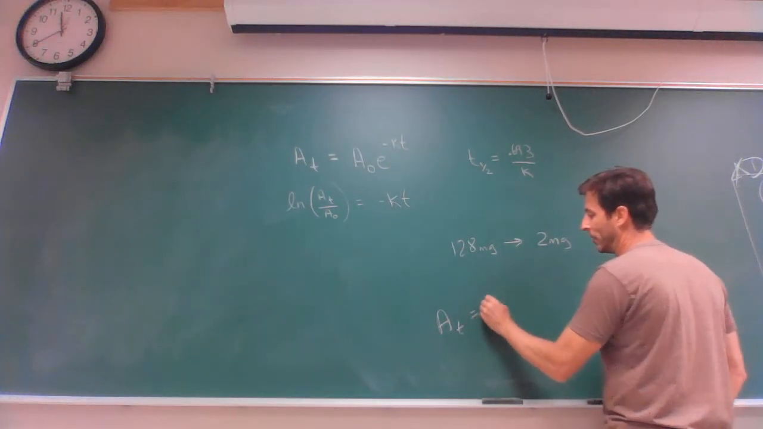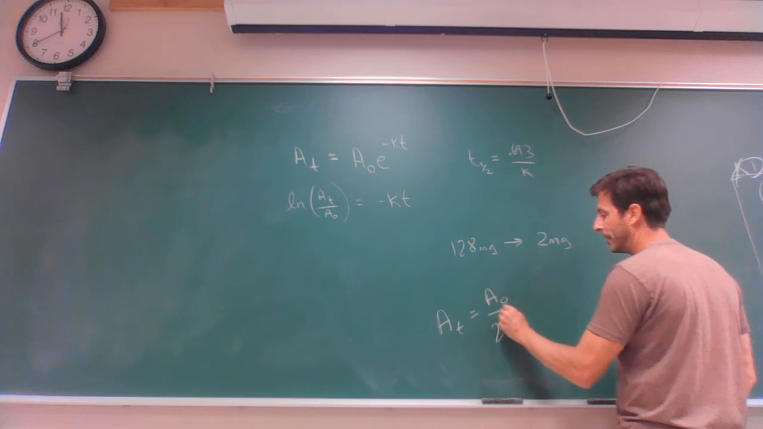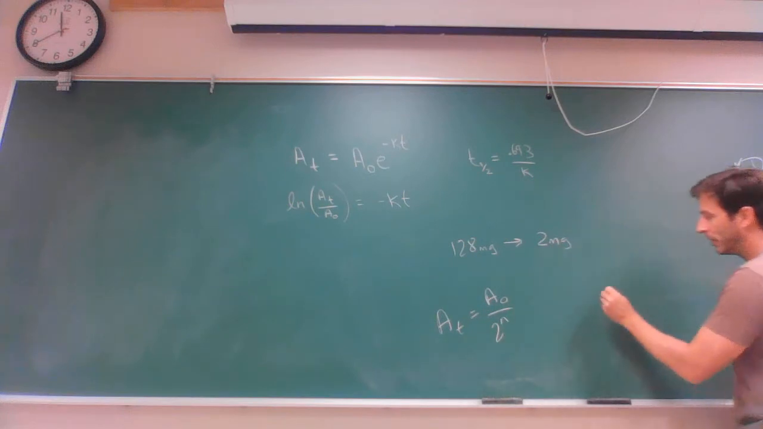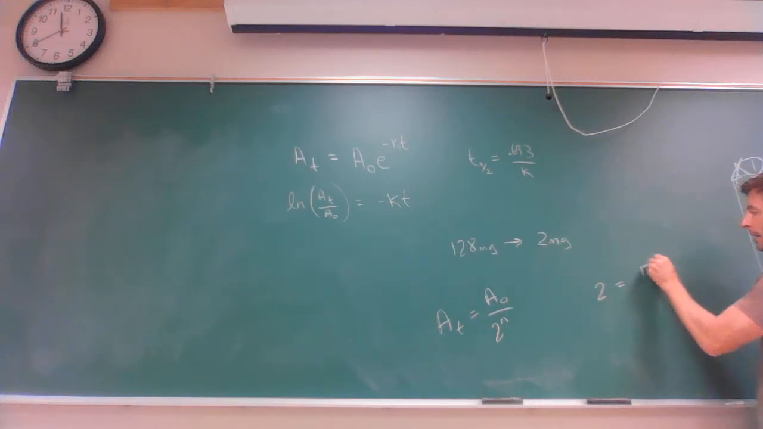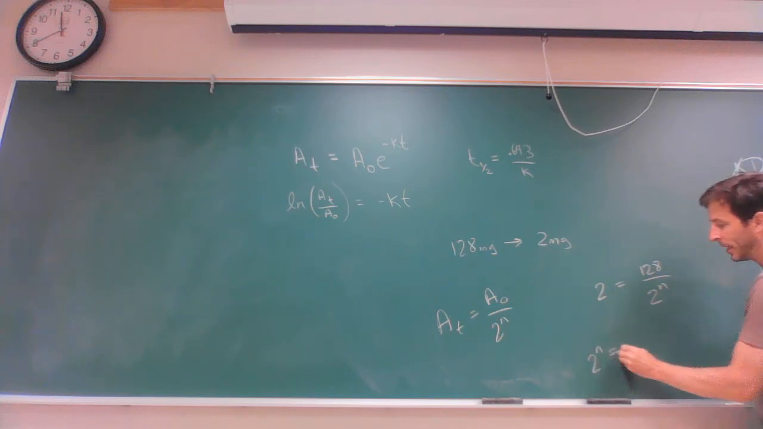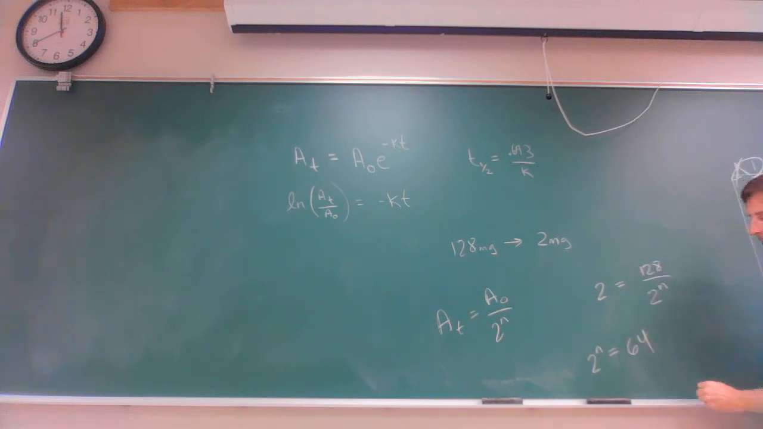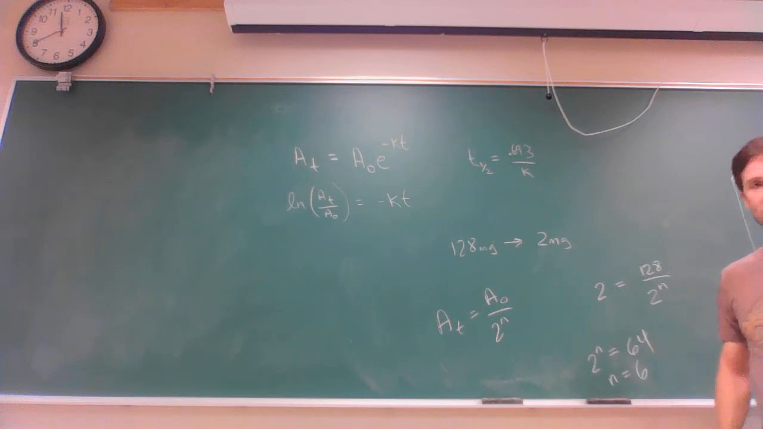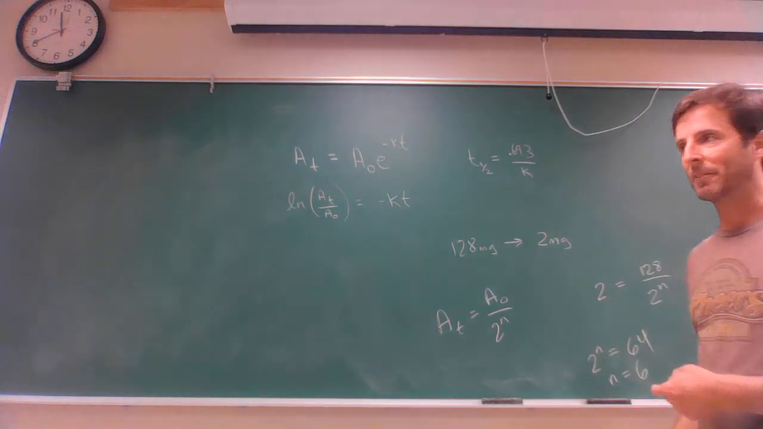AT equals A0 over 2 to the n. I'm going to plug in the numbers. A0 is 128. AT is 2. So 2 equals 128 over 2 to the n. If I rearrange that and bring the 2 down, 2 to the n is going to equal 128 over 2, which is 64. And I believe n equals 6 in that case. Again, how many times do you multiply 2 times 2 times 2 times 2 to get 64? I believe that is 6. So n equals 6. That means that the amount of time that has passed is 6 half-lives.